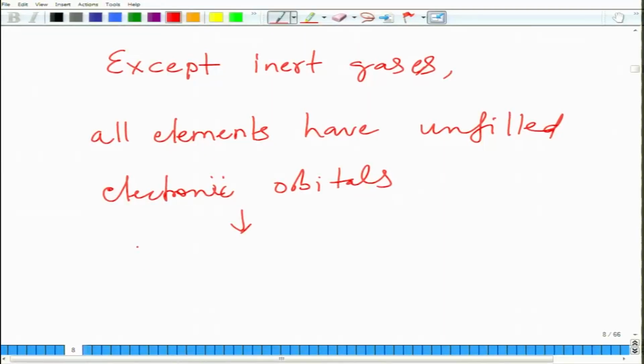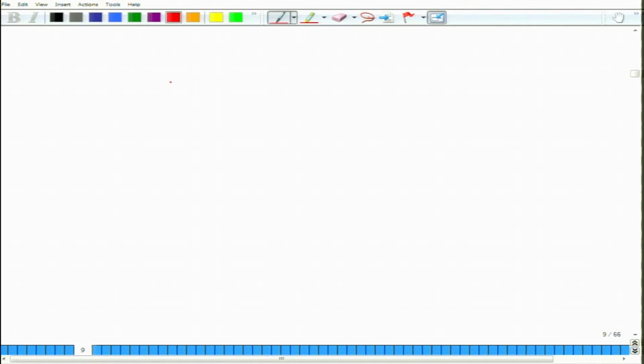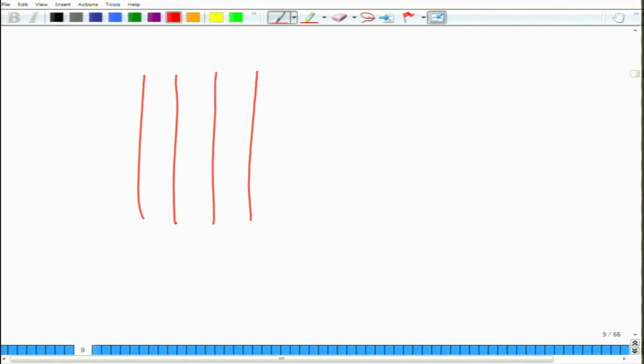Something has to happen, and that is why these are called valence electrons. These valence electrons are the outer shell electrons which are not equal to the total number of electrons that particular orbit can have. So, if you look at the periodic table now, I do not have the periodic table here, but if you look at the periodic table, you have various columns in the periodic table, right.